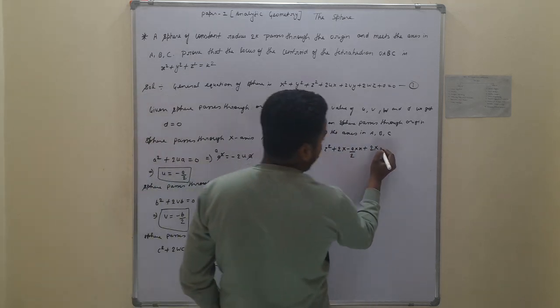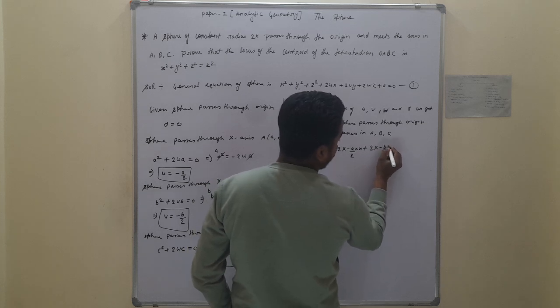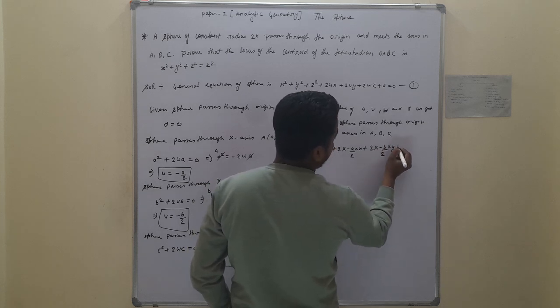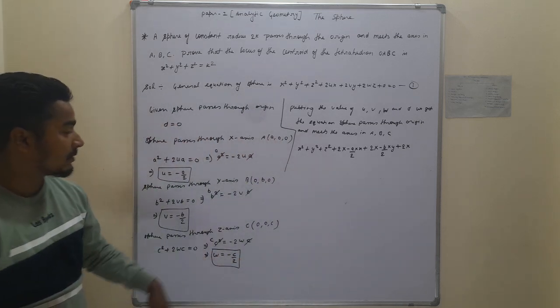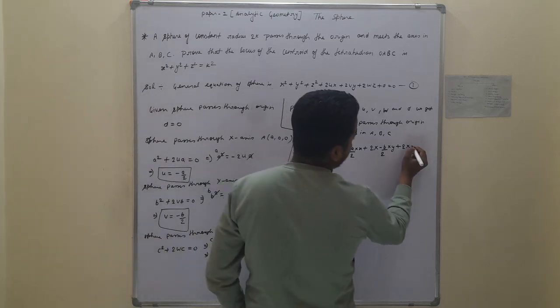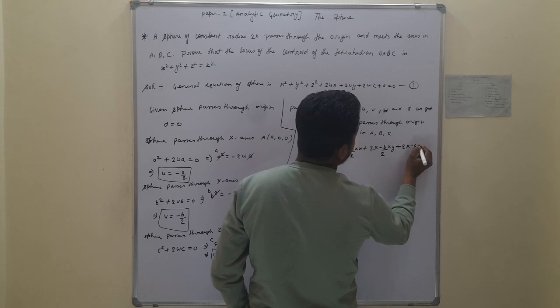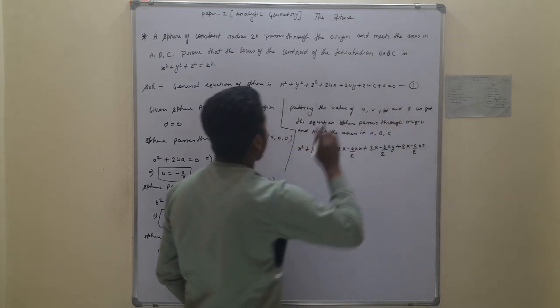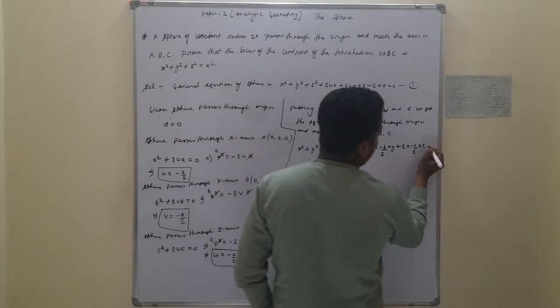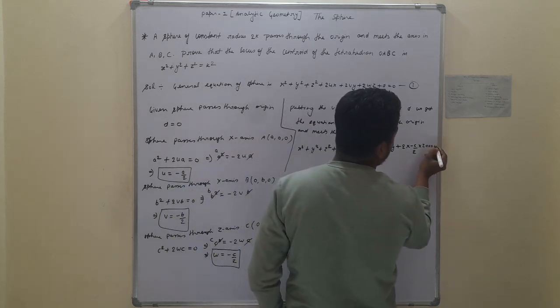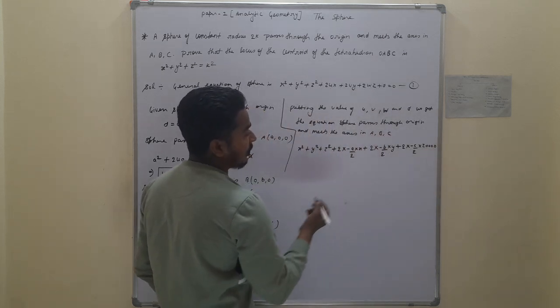So we have to put here b by 2 into y plus 2. We have to calculate the value of w is minus c by 2. So we have to write here minus c by 2 into z, and we also have to calculate d is equal to 0. D is equal to 0, and this is equal to 0. And from here we have to solve.